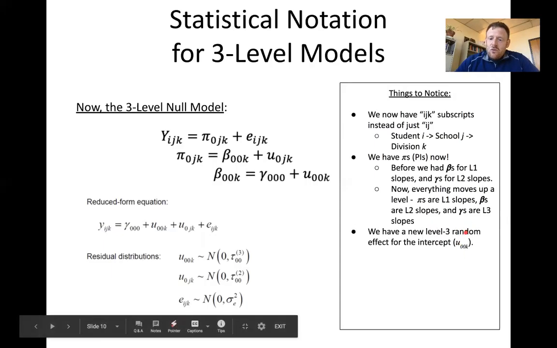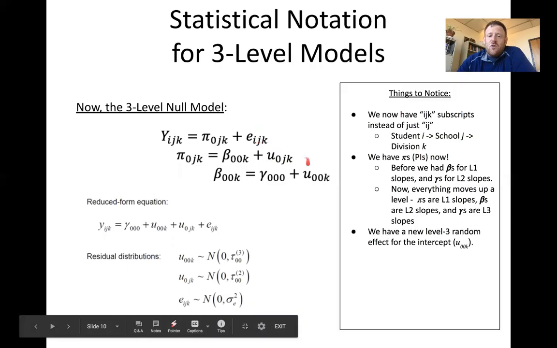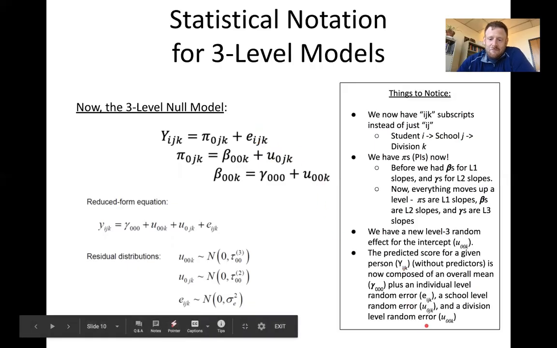And now we have a new level 3 random effect. So notice epsilon ijk, since we have a three-level model, is the level 1 random effect, the student level random effect. Mu 0jk is the school level random effect, if we're looking at school j. And mu 00k is the division level random effect. So now we have three random effects here. We have an individual, a school, and a district level random effect.